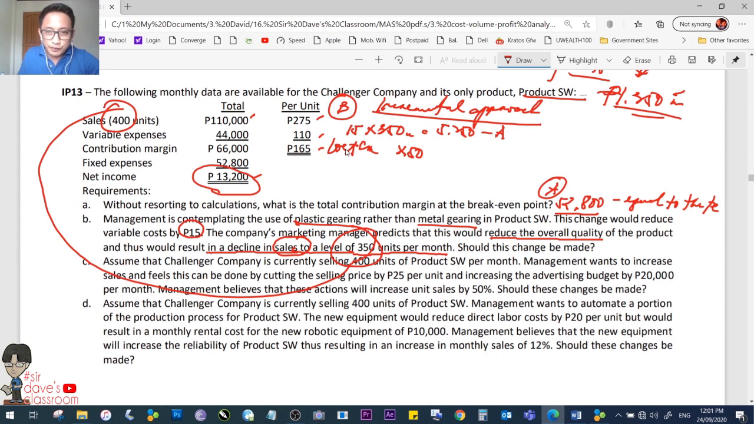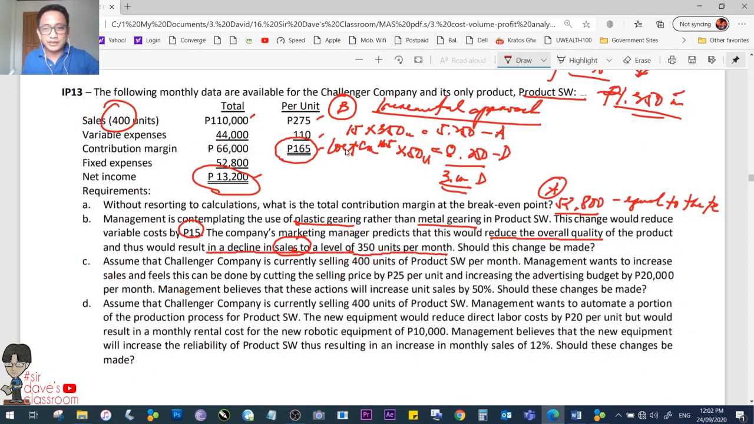You will lose 50 units, giving you, bawat isa, 165 without the change. Are you following? So, 165 times 50. That must be 8,250. Aray, disadvantage naman yun. So, pag pinagbunggo mo yan, that must be 3,000 disadvantage. Decision, do not proceed diyan sa ganyang balakin, yan sa ganyang gusto ng letter B, because it would be detrimental to the income. Alright, letter C.